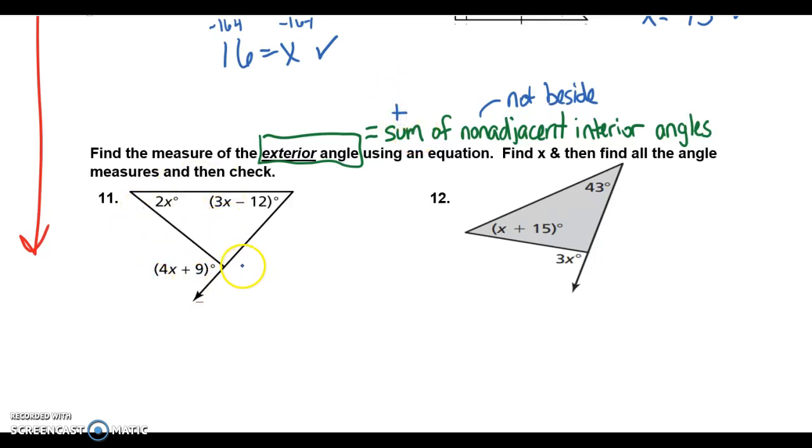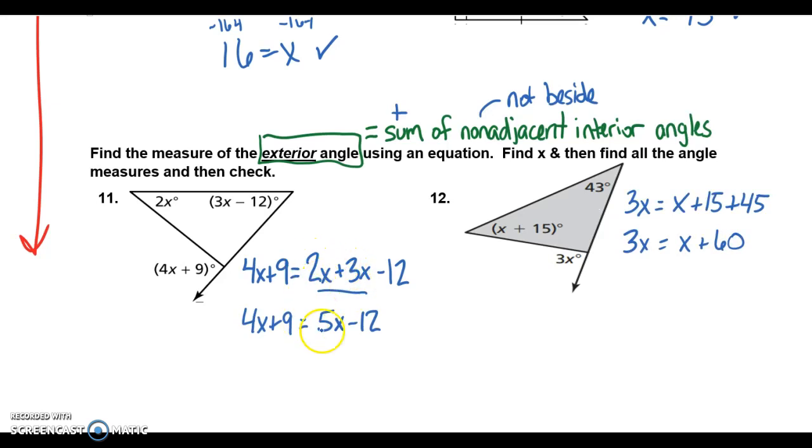So let's look at this one. Out here, the exterior. So 4x plus 9 equals these two added together. You do not need to use the parentheses when you're writing your equations. So there's your equation for 11. Okay, if you were stuck, there's an example to get you started. Combine like terms, keep going. That should also help you set up out here equals these two added together. Go ahead and pause unless you're ready to see more.